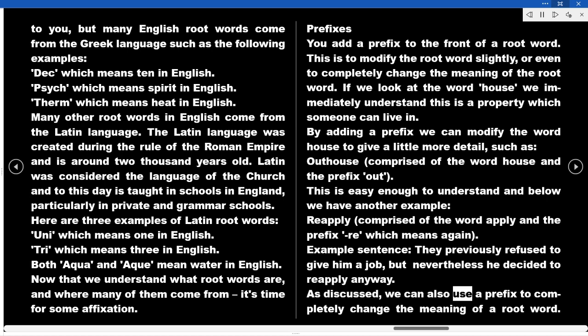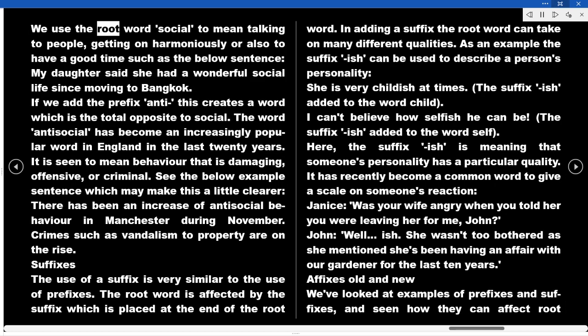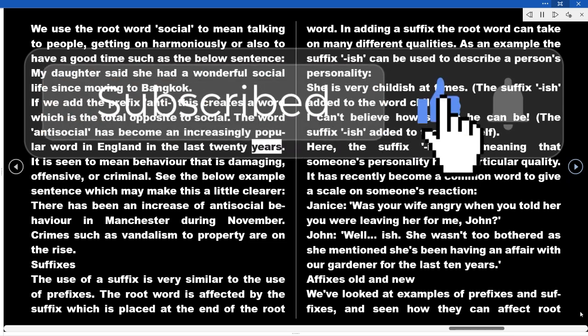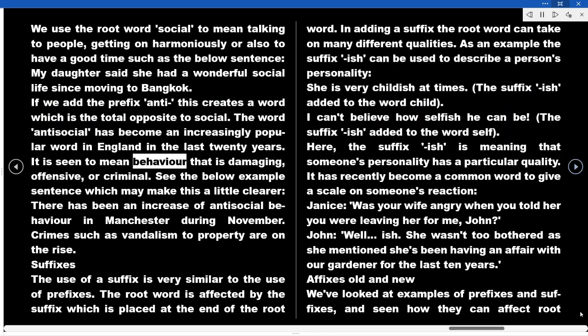As discussed, we can also use a prefix to completely change the meaning of a root word. We use the root word social to mean talking to people, getting on harmoniously, or also to have a good time, such as the below sentence. My daughter said she had a wonderful social life since moving to Bangkok. If we add the prefix anti, this creates a word which is the total opposite to social. The word antisocial has become an increasingly popular word in England in the last 20 years. It is seen to mean behavior that is damaging, offensive, or criminal.